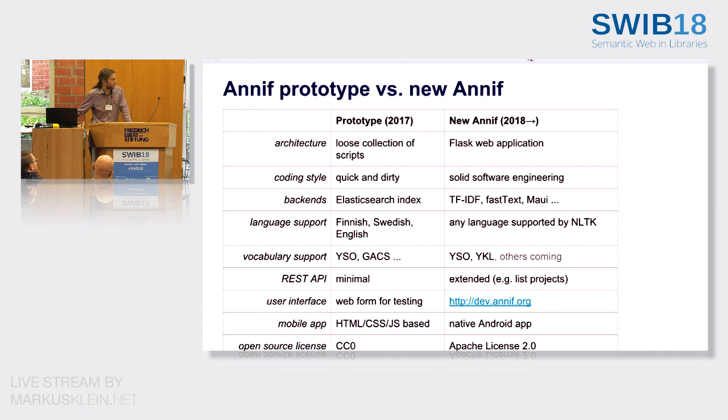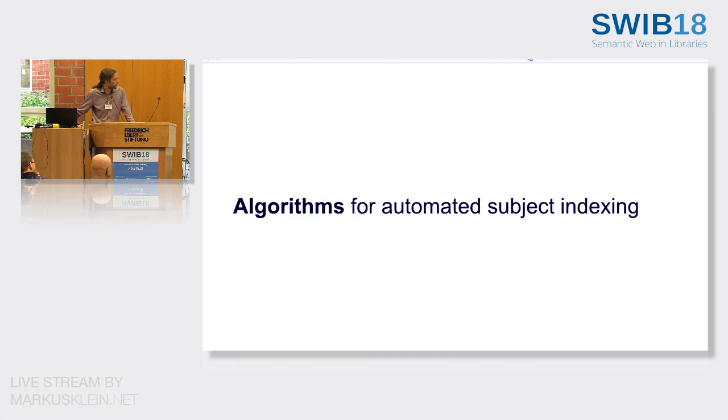So at the beginning of this year, I started work on a successor that was on a more solid basis in terms of code. The prototype was just a loose collection of scripts, but the new one is a Flask web application. The other main difference is that the prototype was built around an Elasticsearch index used in a special way, but the new one currently has 3 different algorithms for automated subject indexing. Other than that, they have similar ideas: multilingual, multi-vocabulary, a REST API and so on.